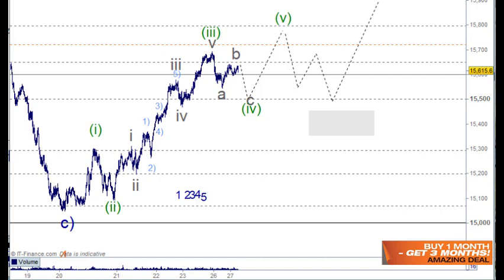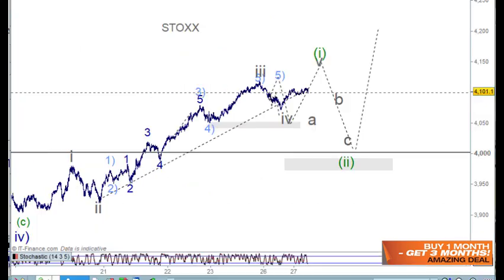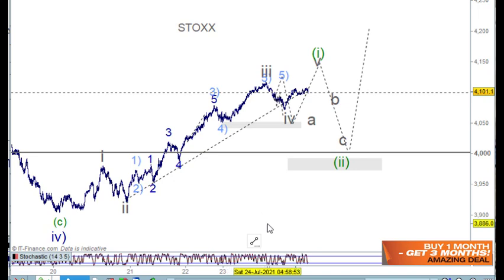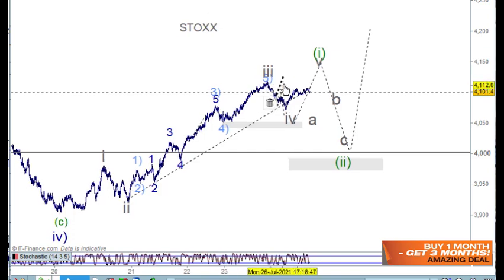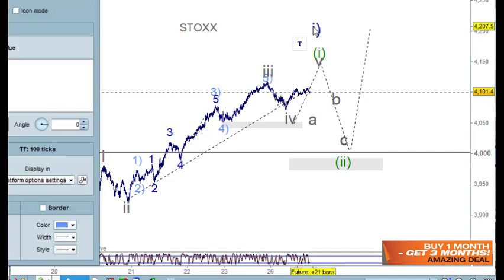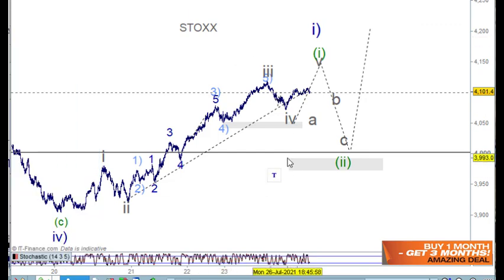Let's have a look at the EU. So this is the Stock 50, the EU 50, whatever you want to call it, and we've got the same count here as yesterday, really. So no change, but the only change is that this green one here will probably be in blue. So I'll make an effort now just to put that in blue. But yeah, overall, no biggie.